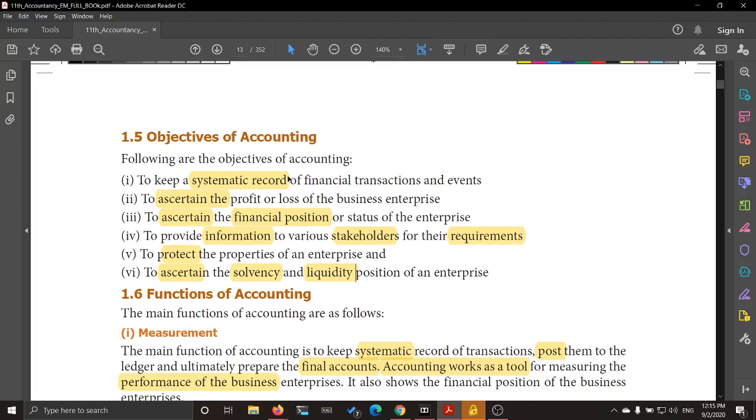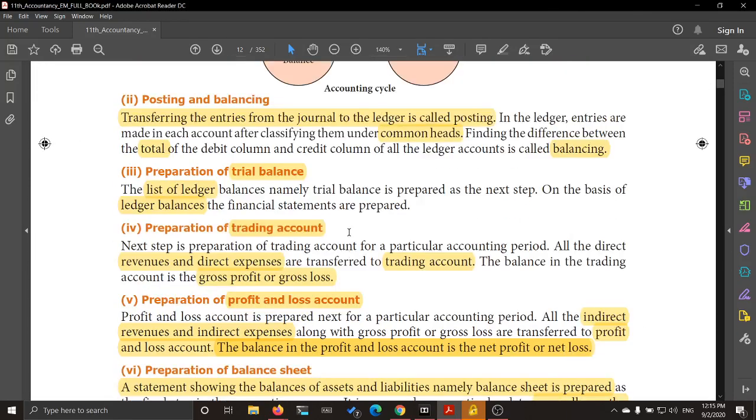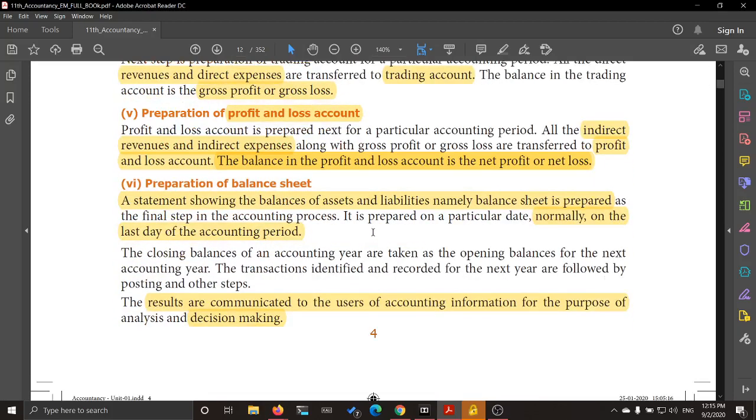So these are all the objectives of accounting. First one, systematic recording, then to know the profit and loss. Once profit and loss are known, our position, our status. Then this information goes to all the stakeholders, and they decide what to do with their amount, whether to remain a part of this organization or go out. Then to protect the proprietors, and finally to know the solvency and liquidity position of the enterprise. So we saw the objectives of accounting and we saw the accounting cycle today. Go through it. I'm sure it is easy for you to understand. Thank you.